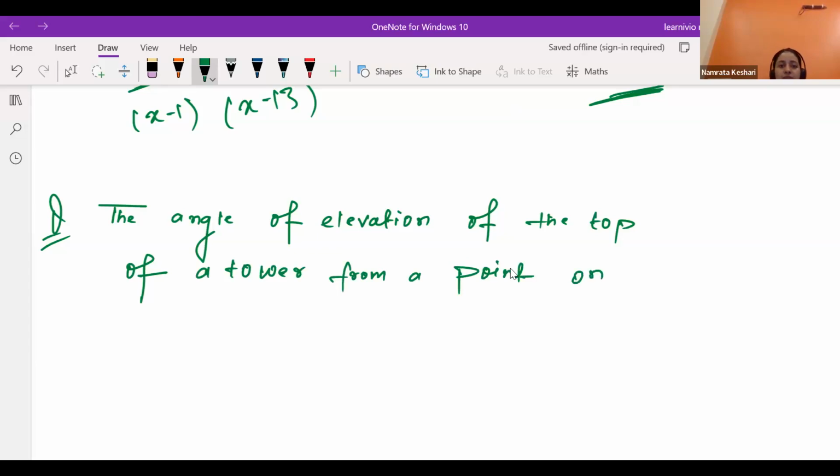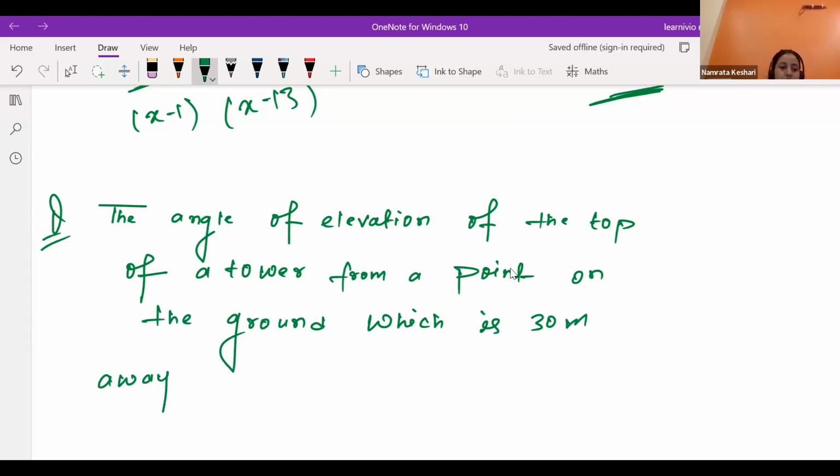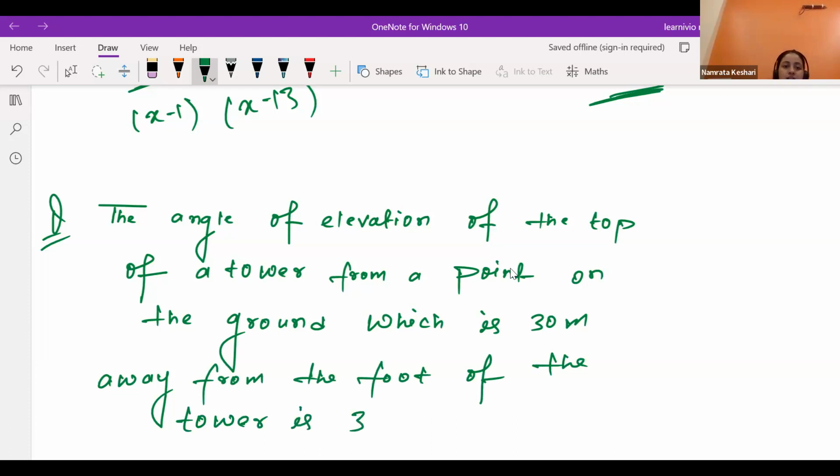on the ground, which is 30 meter away from the foot of the tower, is 30 degree. Find the height.